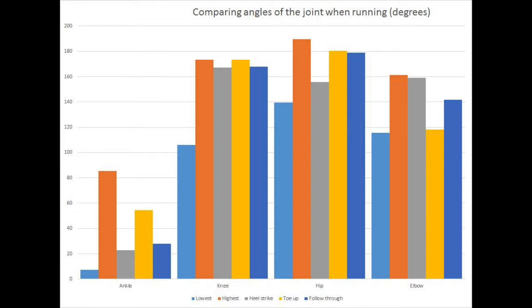This time the ankle is the joint with the largest change in angle, going from almost 0 degrees to over 80 degrees. The knee has actually moved less in general, and the elbow moves about the same amount, with the maximum angle being 160 degrees.